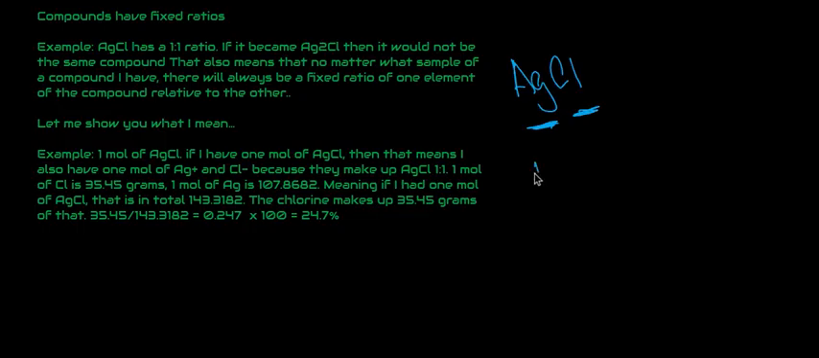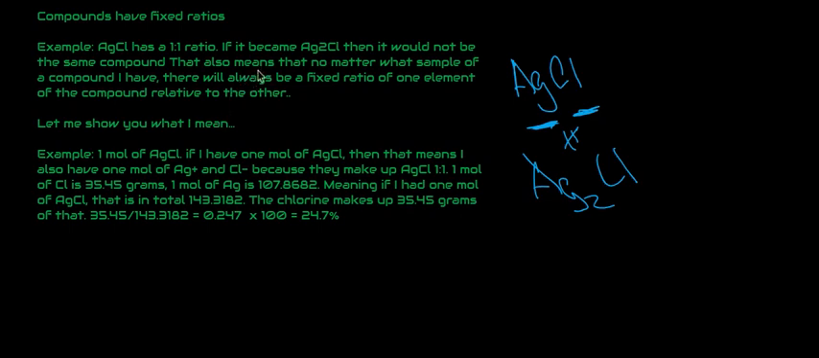If it was Ag2Cl, then these are not the same compounds. You can't just say they're the same compounds because they have the same elements. They will always have a fixed ratio if you want to say that they're the same compound, like I said before.